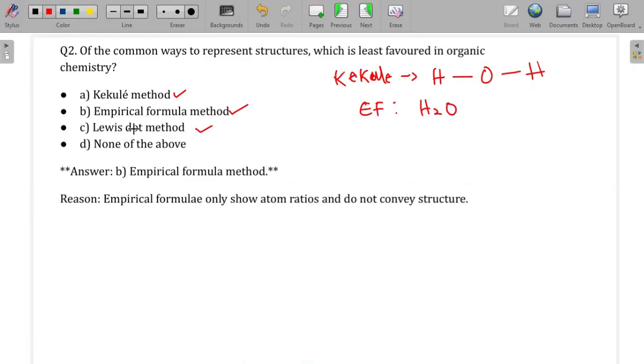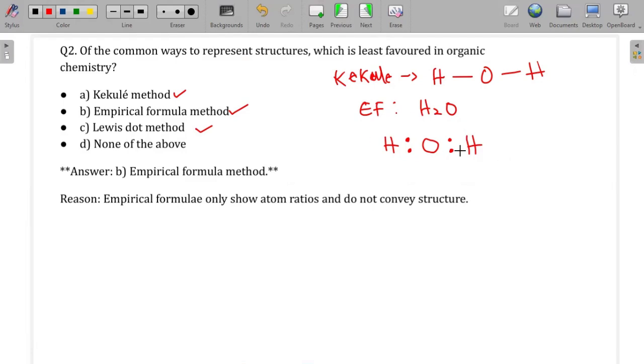And then this Lewis dot, I'll write H, and then I'll show the electrons that are bonding with the oxygen, and then I'll also show the ones that are bonding with the hydrogen on the other side.